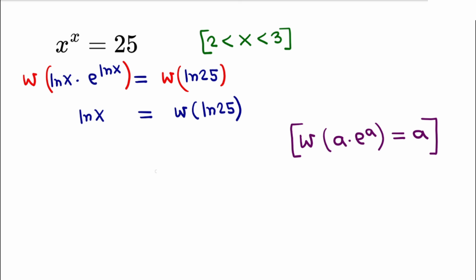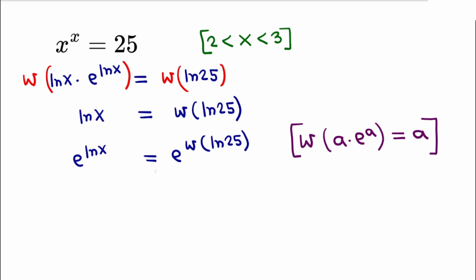Don't be intimidated by that right side. The natural log of 25 is just a constant number, which means that entire expression is just a constant as well. We are almost there. We have the natural log of x, but we want x by itself. To undo the natural log, we will use e as the base on both sides. This gives us e raised to the natural log of x equals e raised to the Lambert W function of the natural log of 25. On the left, e and the natural log cancel each other out, leaving us with exactly x.